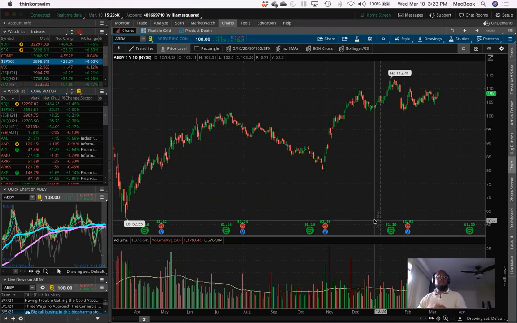And today we are going to talk about support, resistance, drawing trend lines, drawing horizontal lines, but looking and identifying areas of support and resistance.